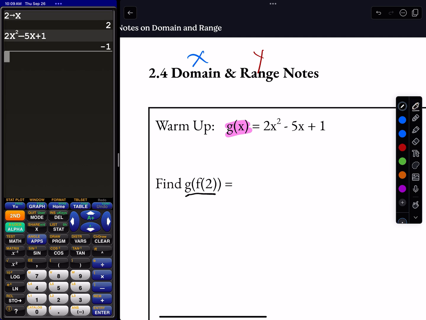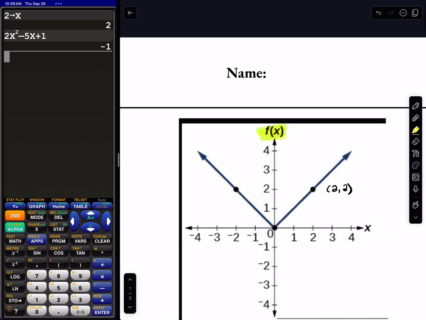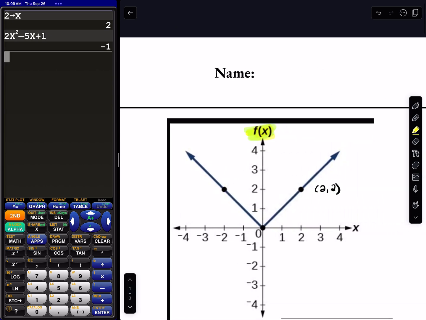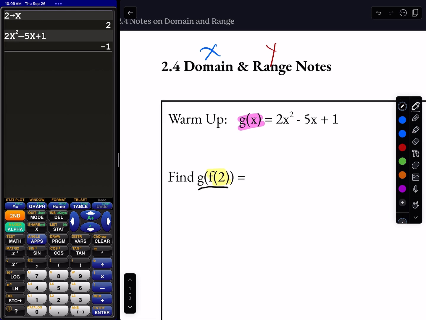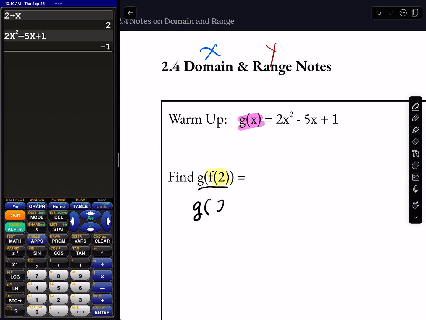Okay, so the first thing I want to identify is, well, where is f of 2? So I'm going to go over to the f of x graph, and I'm going to see here that if I substitute in 2, the output is 2. So that's the value that I'm looking for. Okay, so f of 2 is 2. So if I rewrite this equation right now, I can say g of 2 equals.